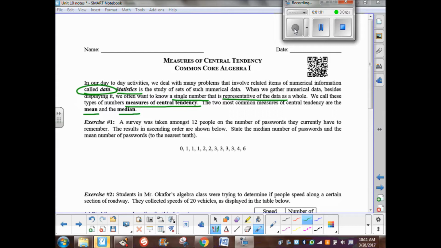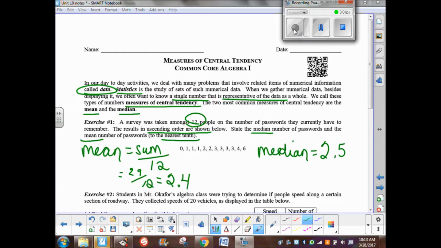So exercise 1 says a survey was taken amongst 12 people on the number of passwords that they currently remember. The results are in ascending order, so they put them in order for us, and we've got to find the median and the mean to the nearest 10th. So go ahead and do that calculation.